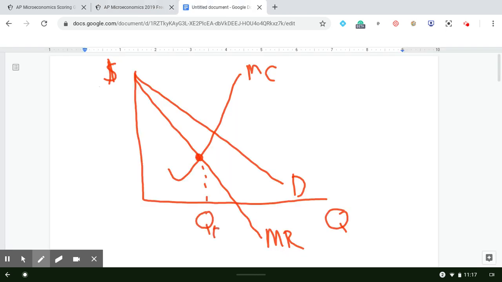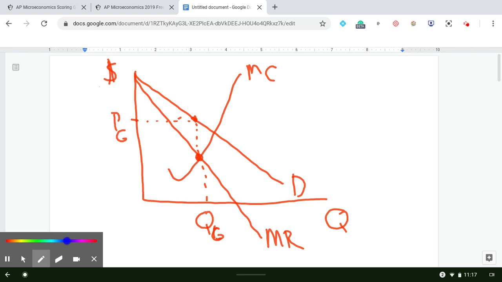So that determines the quantity that the firm is going to produce. At this quantity, consumers will demand the product at this price. All right. So now we've got to draw an ATC that represents positive profit.